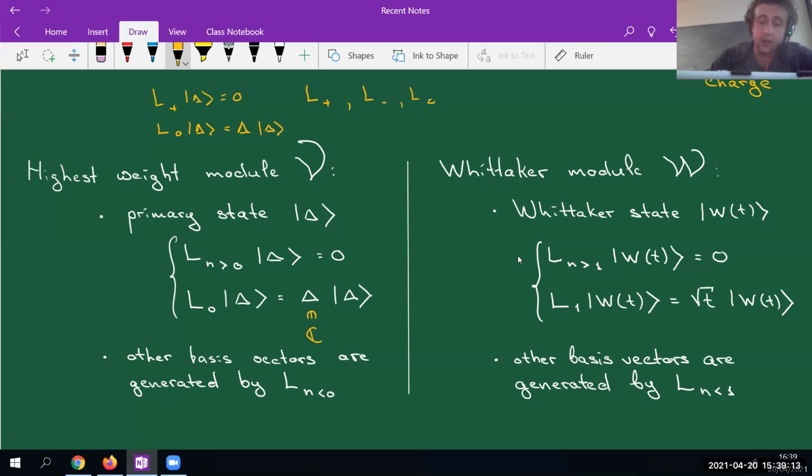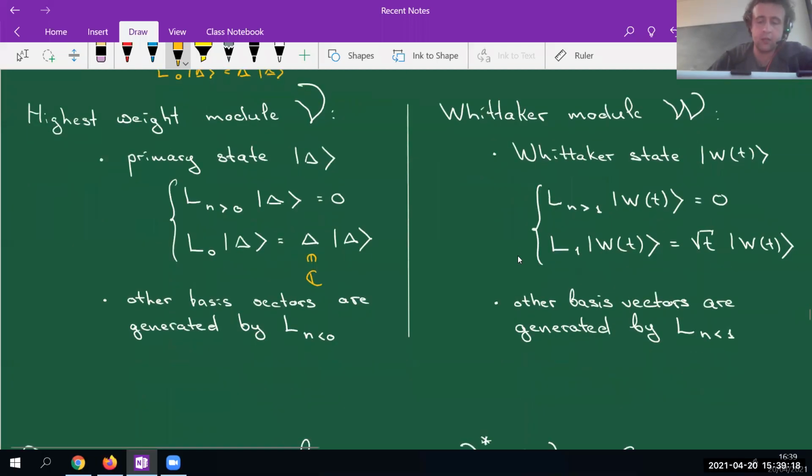L minus. But in the Virasoro case, you have many creation operators. So a typical vector from this highest weight module will be something like that. So you have delta, and then some power of L minus 1, some power of L minus 2, some power of L minus 3, and so on.